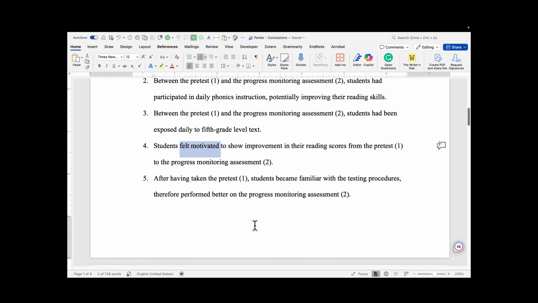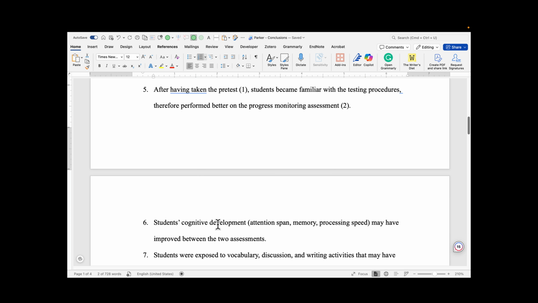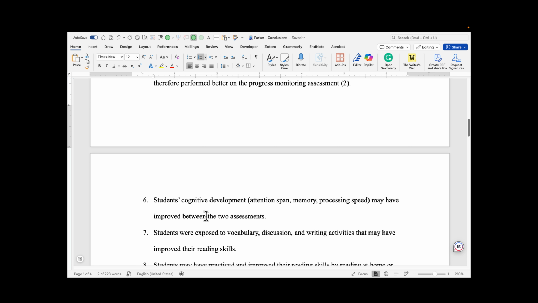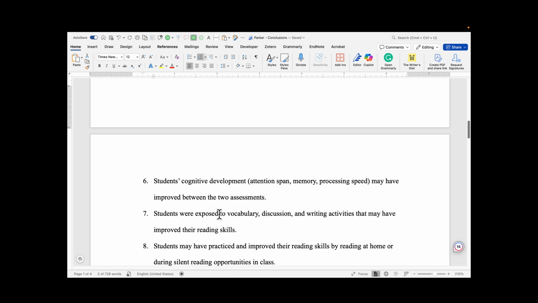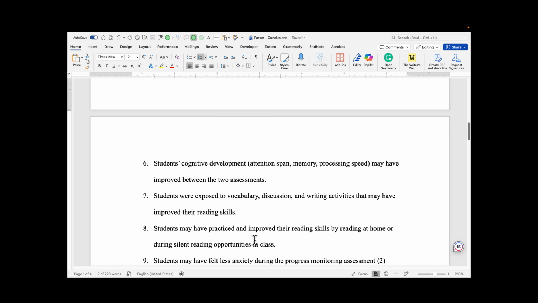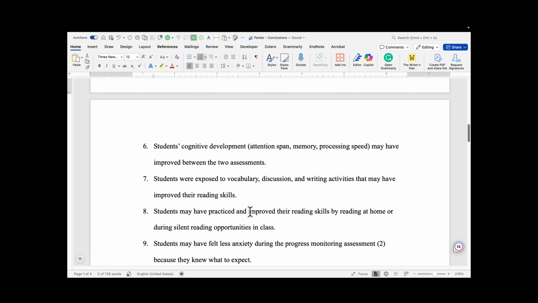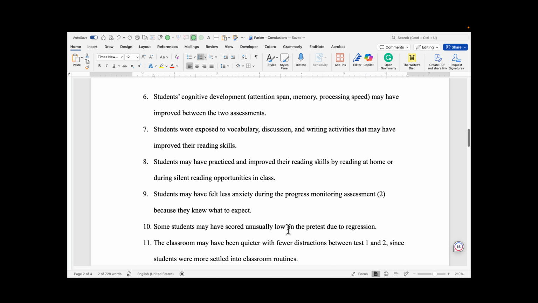Familiar. And you're just going to go through cognitive development, attention span, memory, and processing. All four of those, okay. Improve. So I think we had improved up there. So then you put a check mark next to improved. That improved came up the second time. Exposed, put another check mark by exposed. Okay. Practice. There we go. And improve. Okay. And then less anxiety.